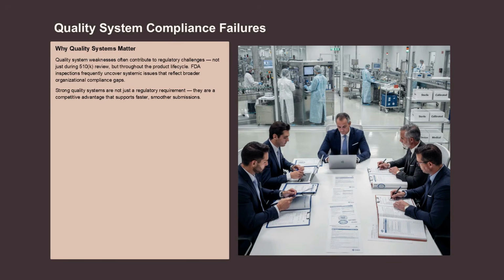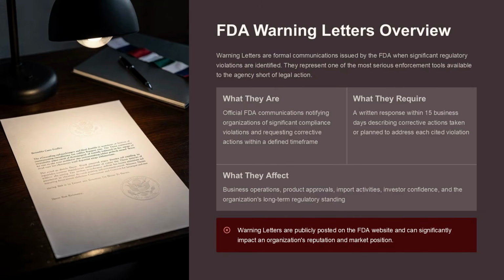Quality systems are essential for regulatory compliance. Weaknesses in these systems can lead to significant challenges throughout the product lifecycle. Strong systems offer a competitive advantage. FDA warning letters are serious communications indicating significant regulatory violations. Understanding their requirements and impacts is crucial for maintaining compliance and market position.